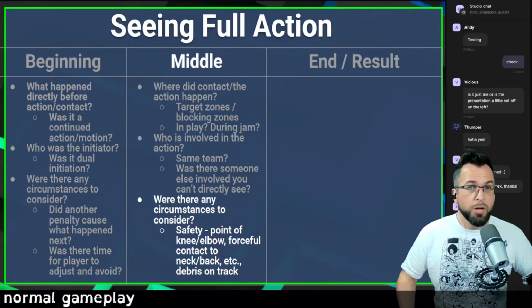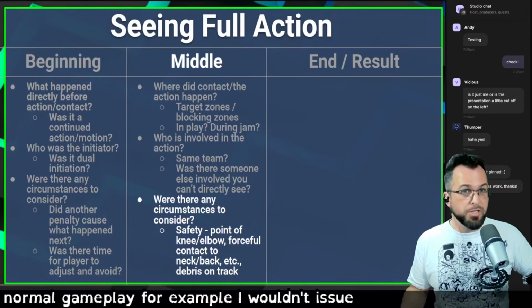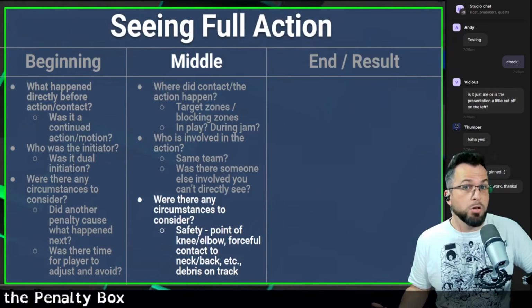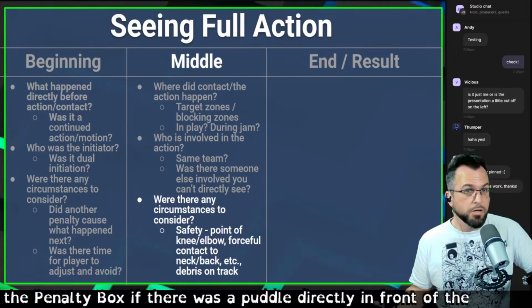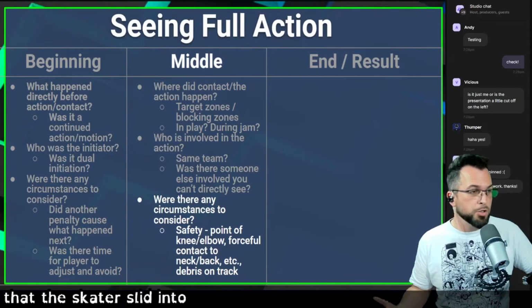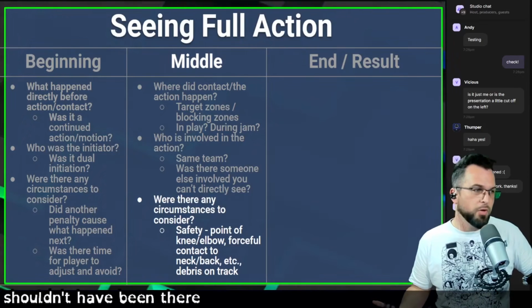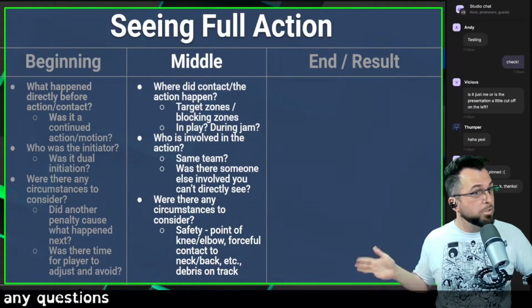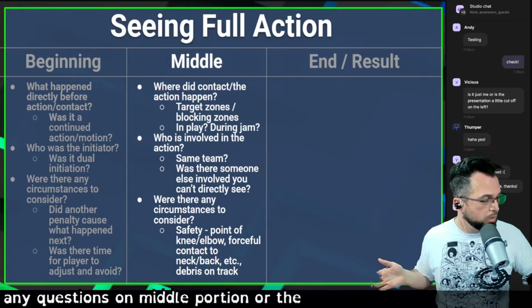For example, I wouldn't issue a reckless entry to the penalty box if there was a puddle directly in front of the box that the skater slid into. That was outside of their control. That shouldn't have been there. I'm not going to fault them for that. Any questions on the middle portion or the direct action portion of what you're observing?